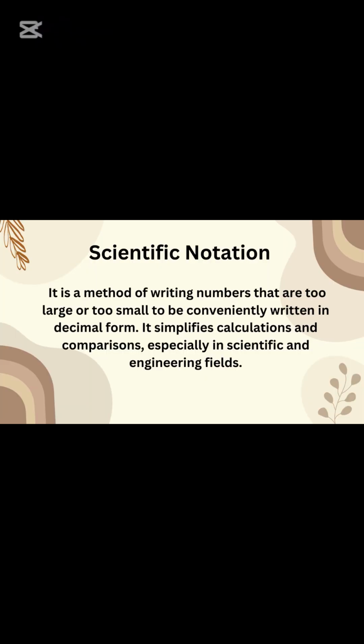Scientific notation is a method of writing numbers that are too large or too small to be conveniently written in decimal form. It simplifies calculation and comparisons, especially in scientific and engineering fields.